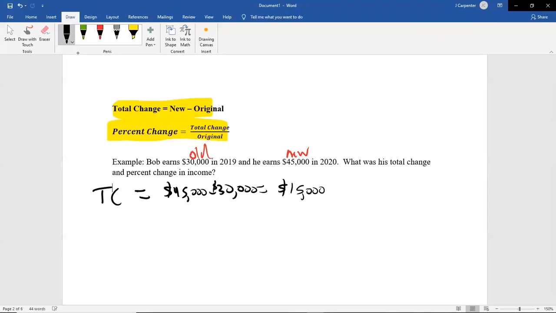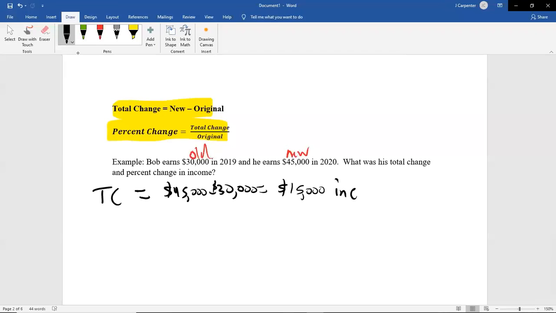Now, I didn't say Bob got a raise. I just said he earned this much and this much. Maybe he worked more hours. Maybe he got a raise and worked more hours. Don't know. We said we do like to mark whether this is an increase or decrease. Since it's positive, it's an increase. So his total change in income was it increased by $15,000 in 2020.